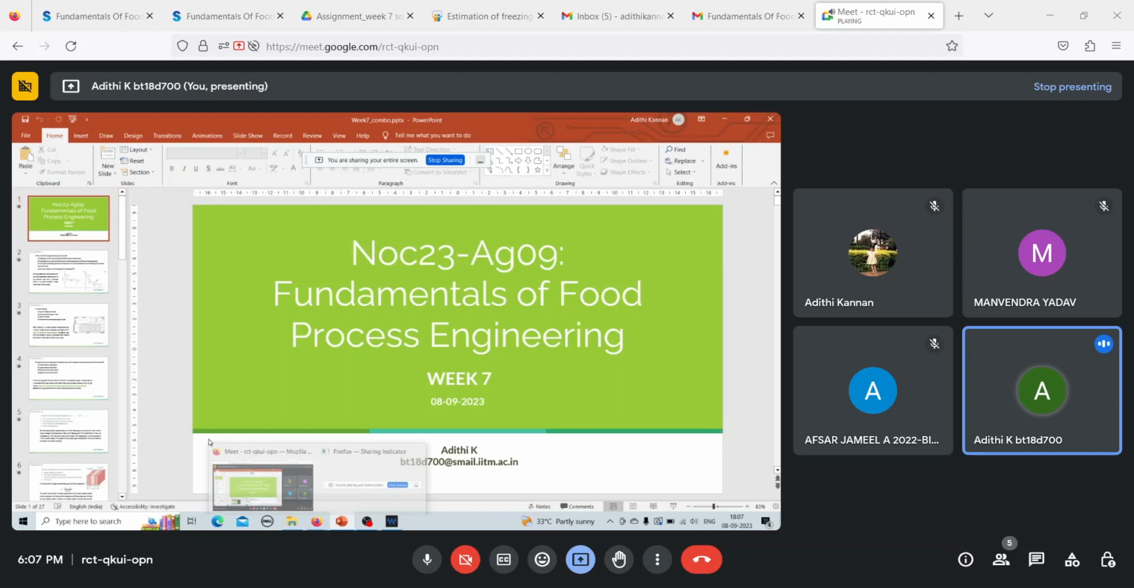Question 4. The length of the supercooling period depends on the dash and dash. A, type of food and the rate at which the heat is removed. B, the food temperature and the rate at which heat is absorbed. C, the rate at which heat is absorbed and the pressure. And D, type of food and pressure.